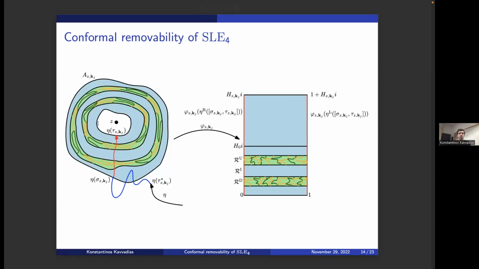So again, this is another picture. Here we perform the exploration on the rectangle, and then we map back here in the conformal annulus. So we have these smaller annuli here with the crossings discovered, and the original crossings of the curve will lie between these two annuli here, containing these crossings.